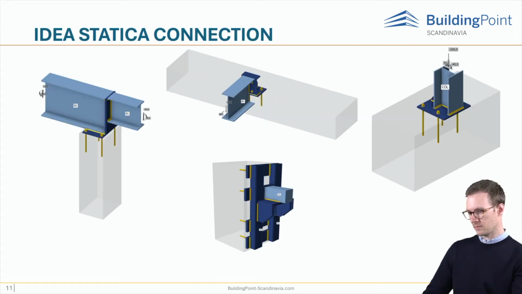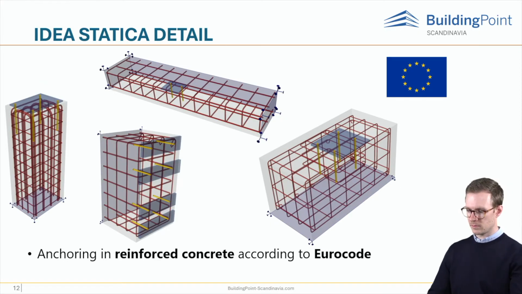Next on the agenda is to look at this workflow of checking these details. And often we start with looking at the anchoring details in the connection application. And you might find that the anchors are too close to the edge and that you have a failure. And in the connection application, you can't really do anything more because of the plain concrete. So you will have to jump over to the 3D detail application to be able to check the anchoring with the reinforcement taken into account.